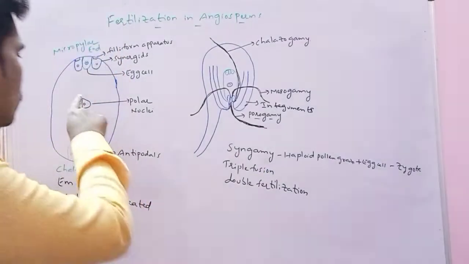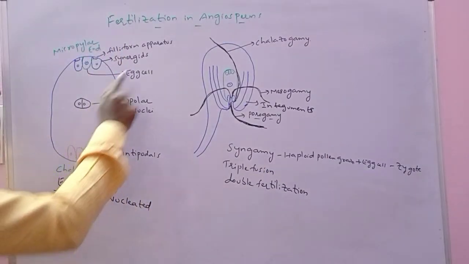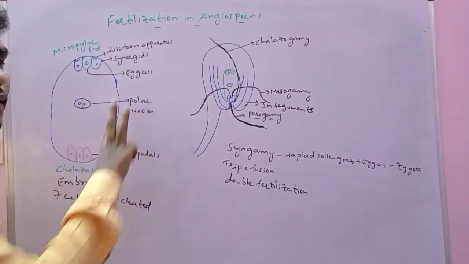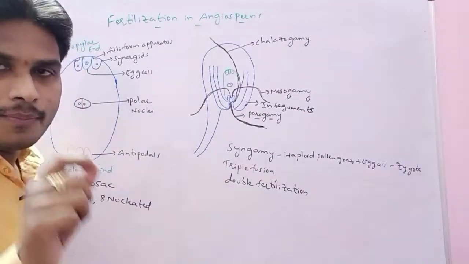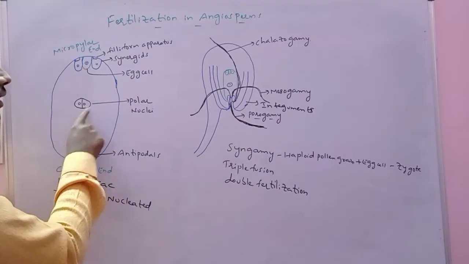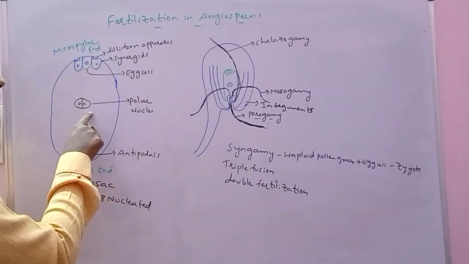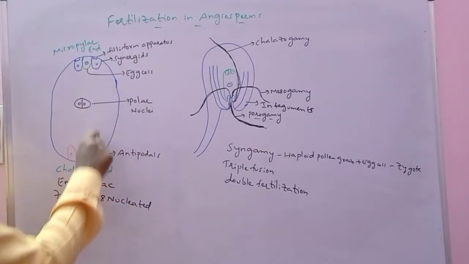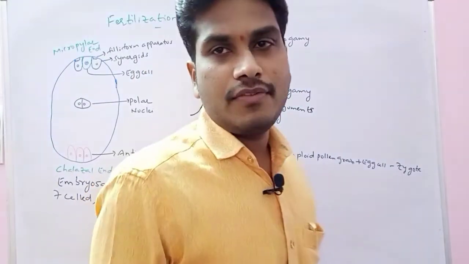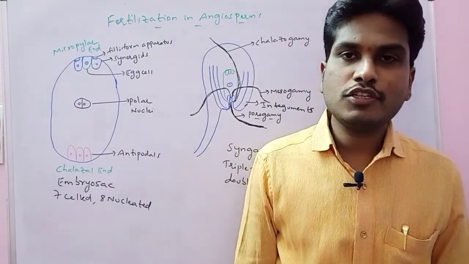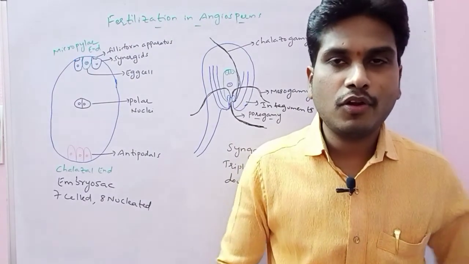Two polar nuclei, both haploid, and one male gamete: three haploid gametes are fused here, hence triple fusion. Double fertilization: one male gamete fuses with the polar nuclei, and the other with the egg cell. As the male gamete fuses two times, we call it double fertilization. This is about fertilization in angiosperms. A very important concept, a very important topic for 8 marks.